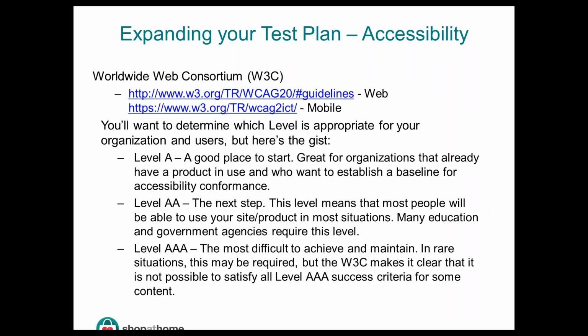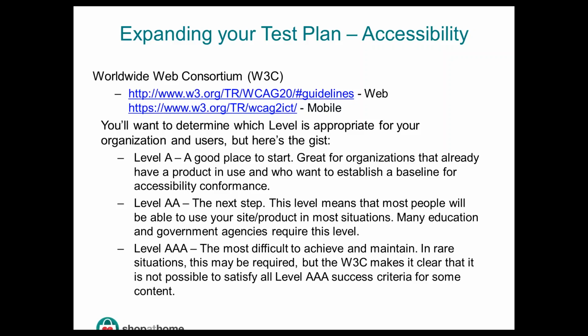Okay, I'm going to move into something that's near and dear to my heart, which is accessibility. Really, accessibility is just having the worldwide consortium, W3C, or the WCAG guidelines. I listed both of these sites here. One is for the web and one is specifically for mobile, which is a bit newer.